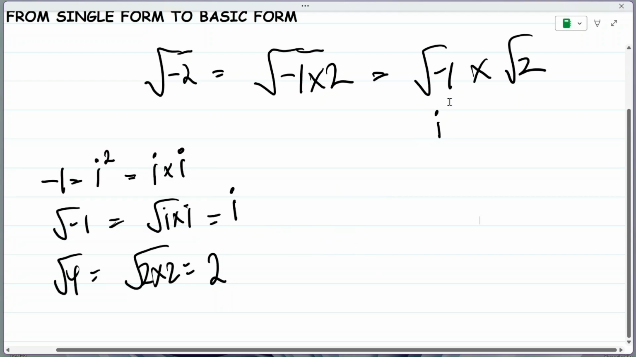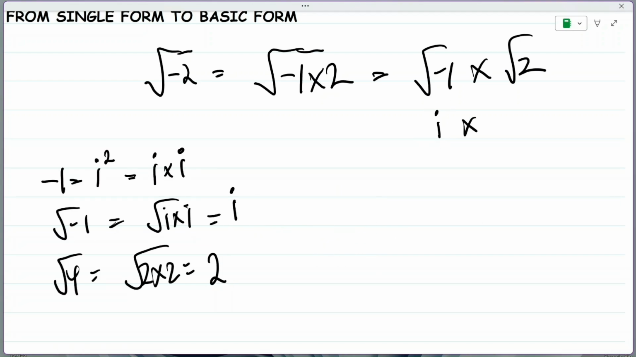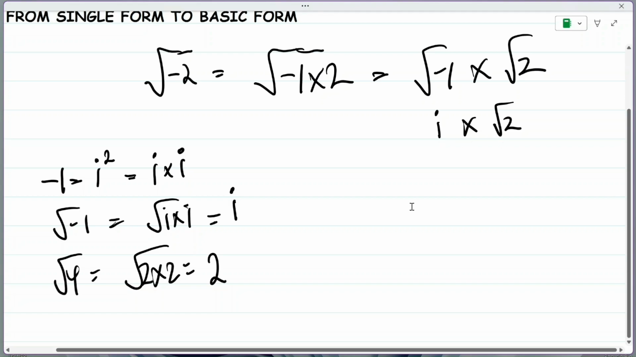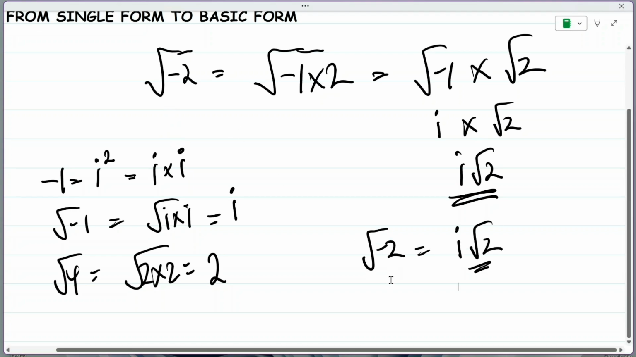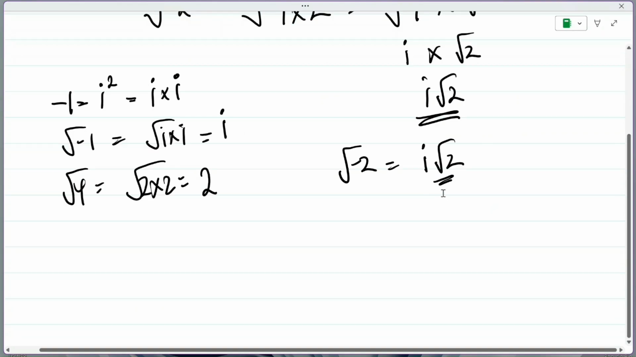Now we know the square root of minus 1 is i, times square root of 2. i times square root of 2 is i root 2, and this is our final answer. Therefore, square root of minus 2 is i root 2. That's converting it from surd form to its basic form. We can also convert it back to this. But let us take another question.